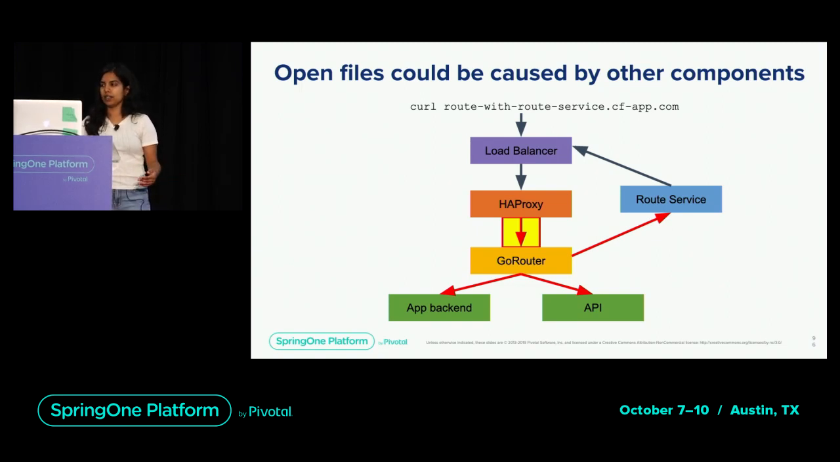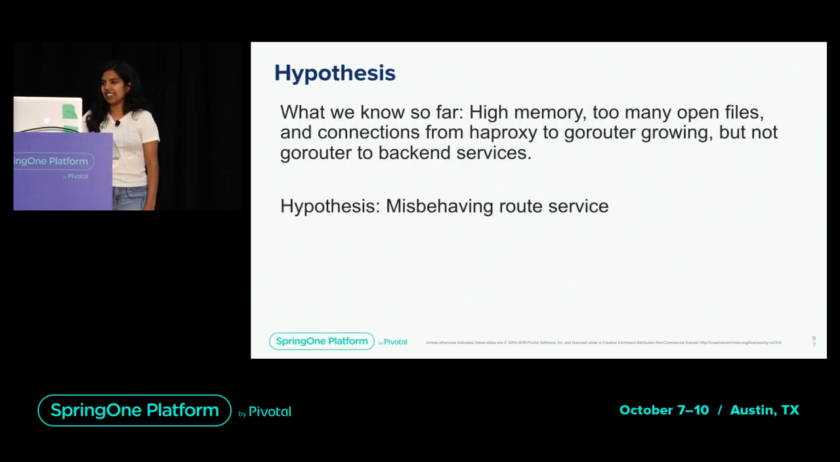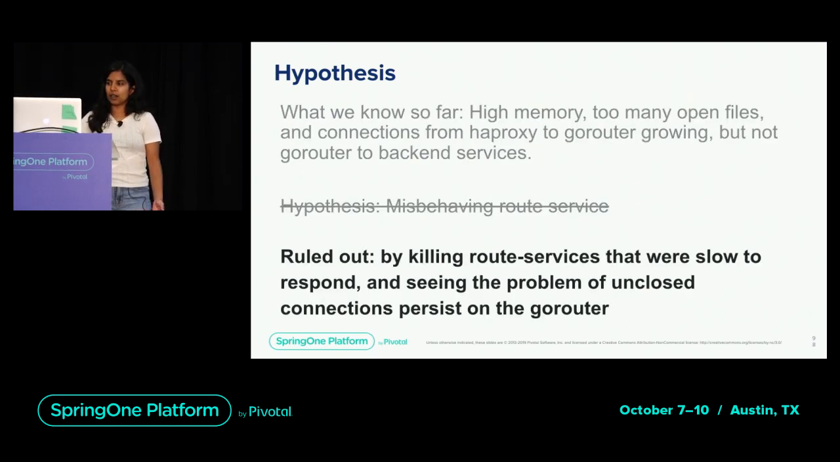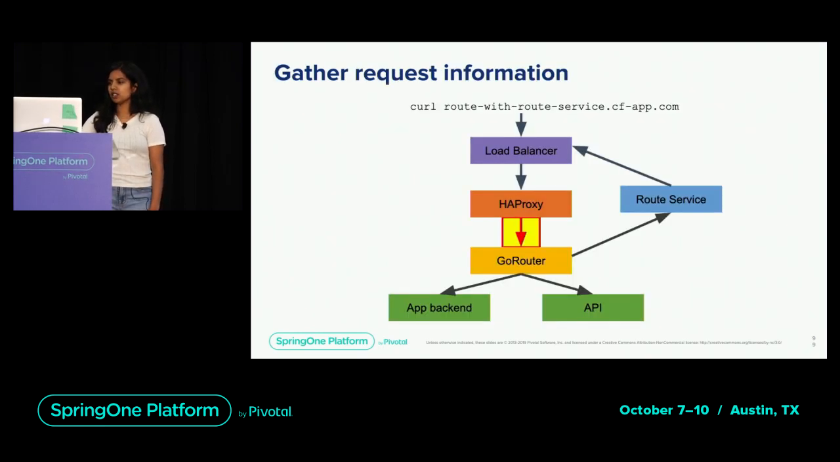HAProxy to the GoRouter stay open for as long as GoRouter is processing that request. So when you have a route service, GoRouter has to wait for that route service to do its processing before sending a response. So a slow or misbehaving route service could cause the problem. So that's the next reasonable hypothesis. But we ruled this out by killing slow route services and seeing the problem still persist. And so we're still focused on this highlighted arrow.